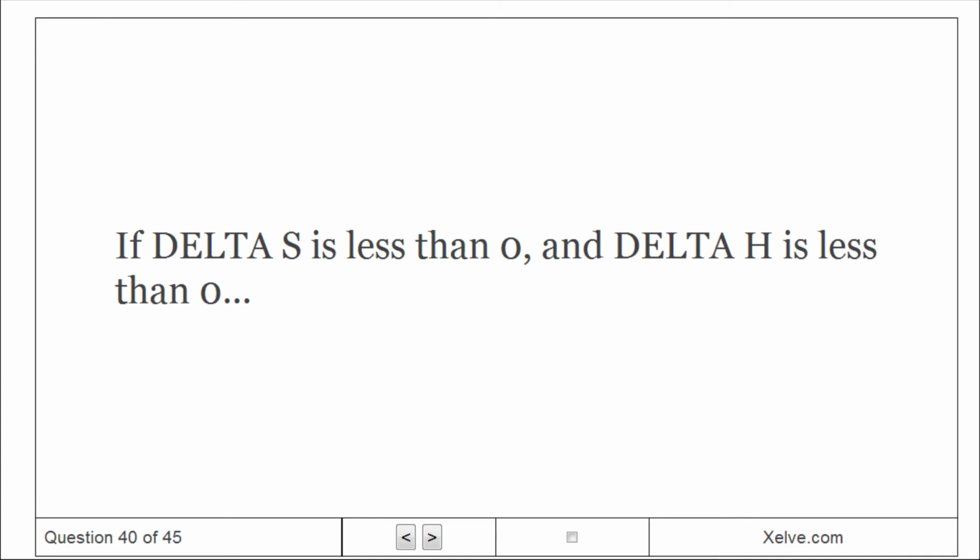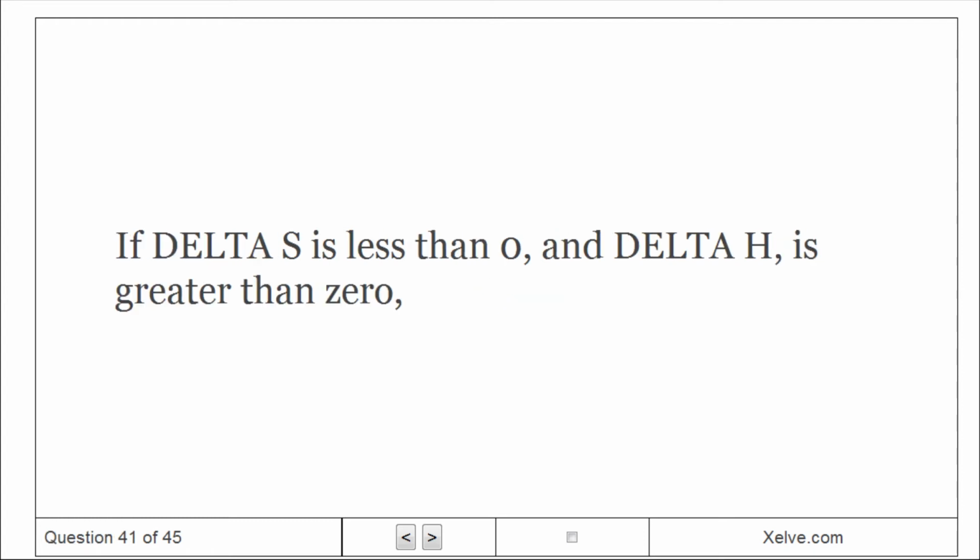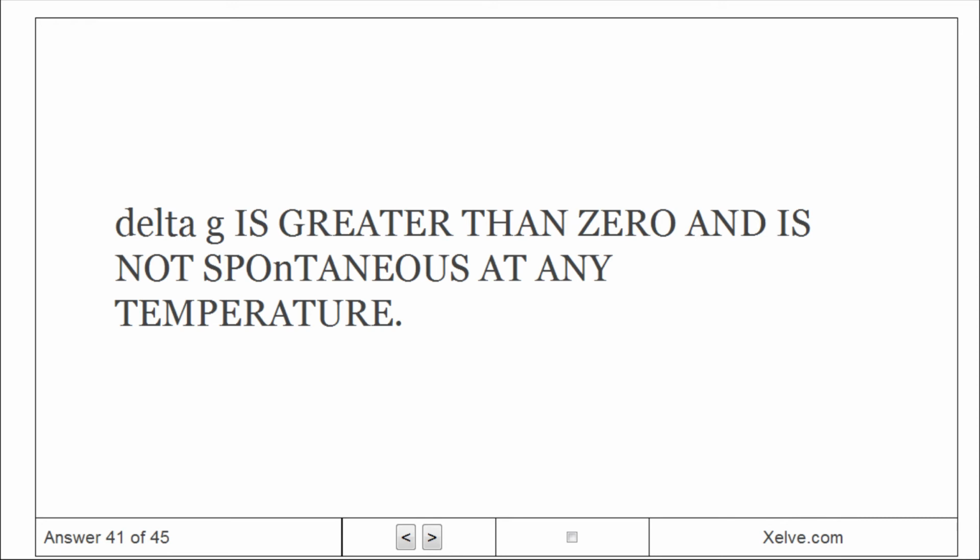If delta S is less than zero and delta H is less than zero, delta G is less than zero only if the temperature is low. If delta S is less than zero and delta H is greater than zero, delta G is greater than zero and the process is not spontaneous at any temperature.